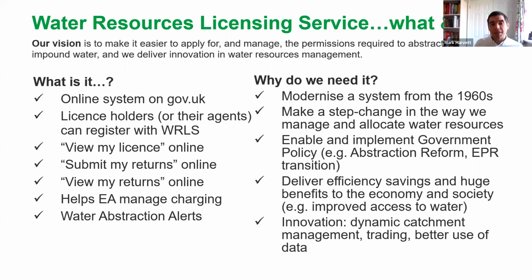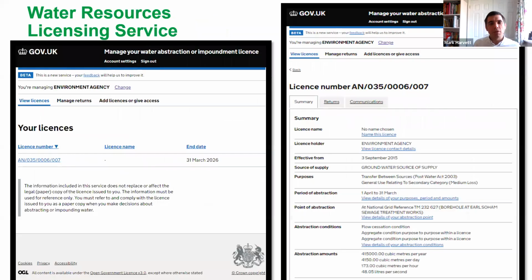We can make savings in the way that we work, but we can also improve access to water, and there's huge benefits for the economy and society by doing that. And we want to innovate as well. We want to make better use of the data that we've got and improve the way we manage water resources. So what does the service look like?